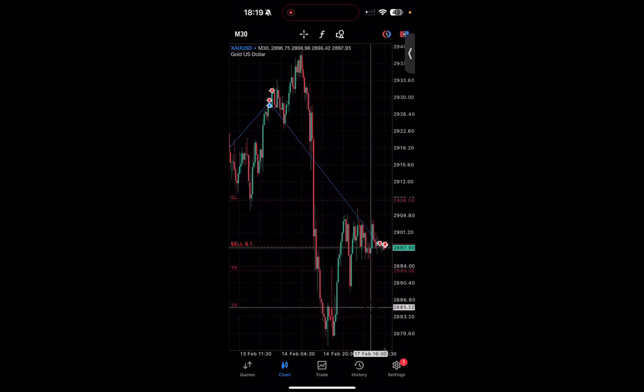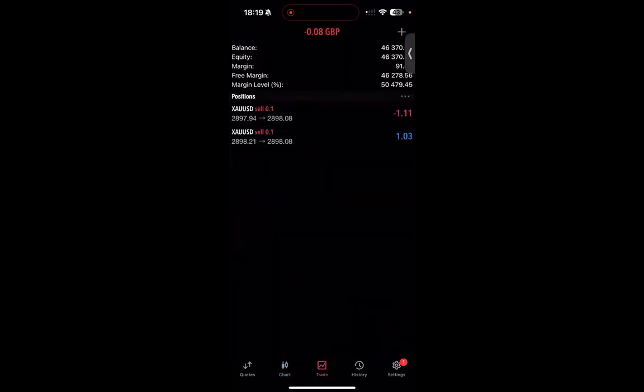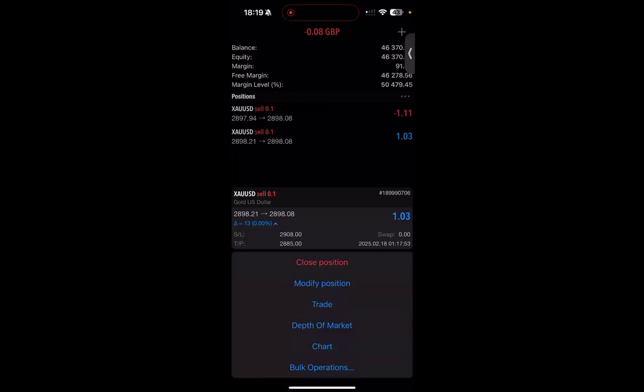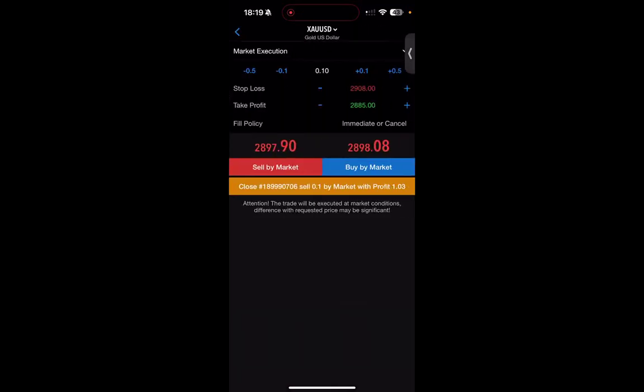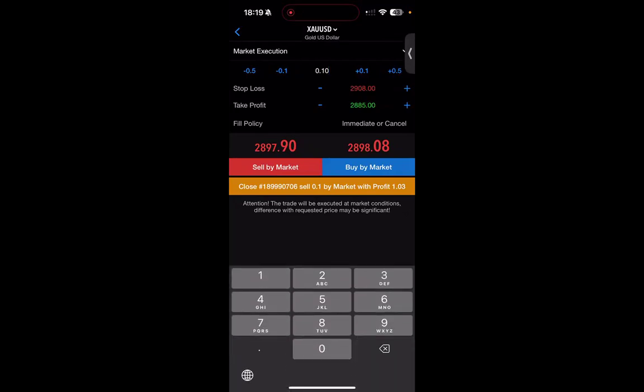So how do I do that? Well, let's look at this trade, which has gone into a little bit of profit. Firstly, if I want to close part of that trade, I'm going to click close position. Now, where my lot size says 0.10, I'm just going to cut that in half. I could put in 0.05, which is of course half of 10, and that's now going to close half of my trade.